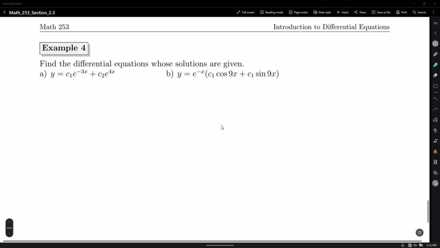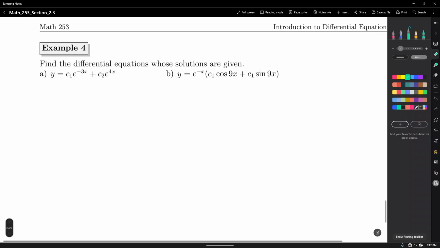Example number 4, we're going to solve these problems in reverse. Rather than solving a differential equation, we're given the solution to the differential equation. They're asking us, what equation does that solution correspond to? Okay, so one thing you might want to observe about number 1, letter A.